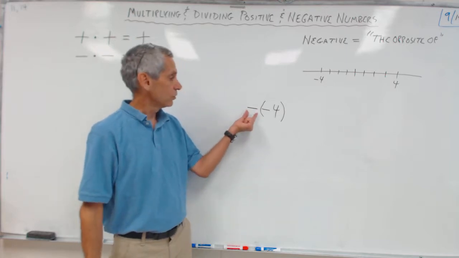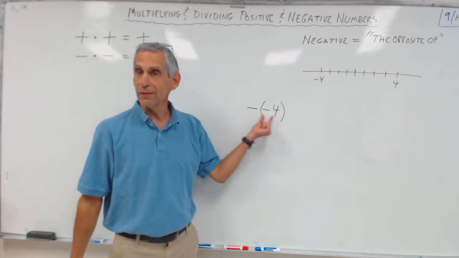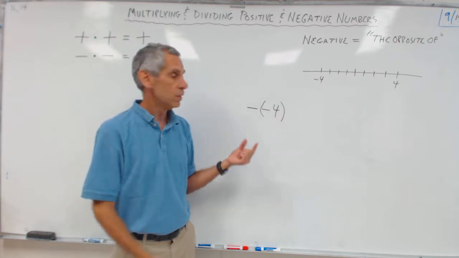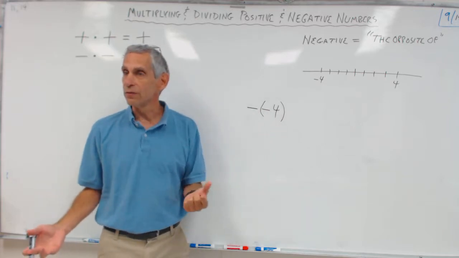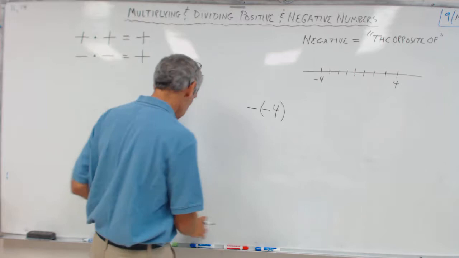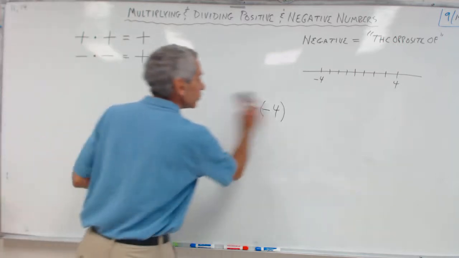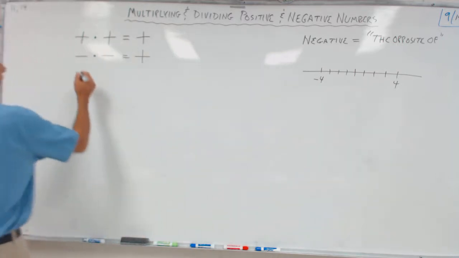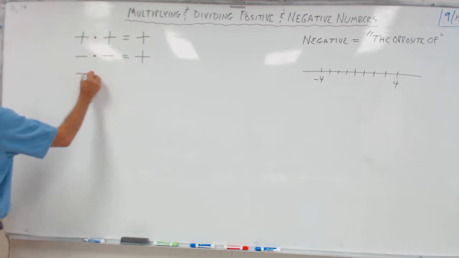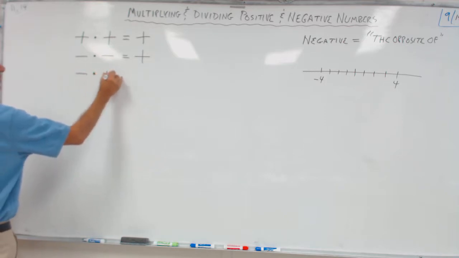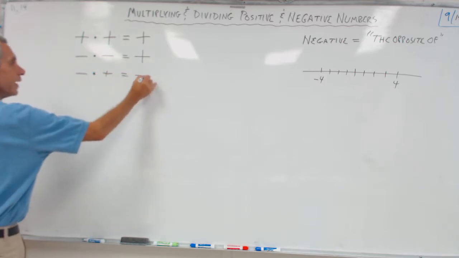I'm very comfortable just saying negative times negative is positive. So immediately I see, that's +4, right? Either way, totally. But what about if we have a negative times a positive? Negative. It's going to be a negative.